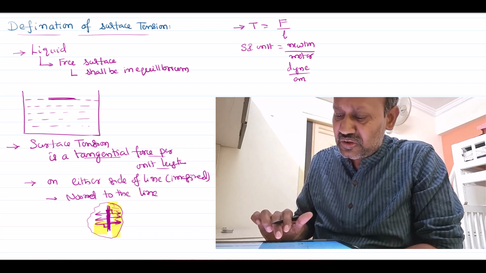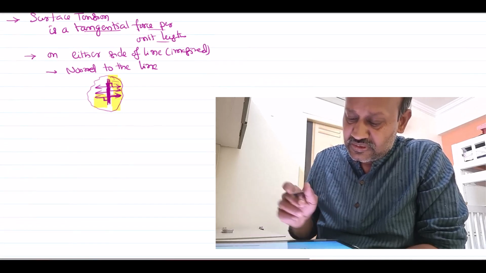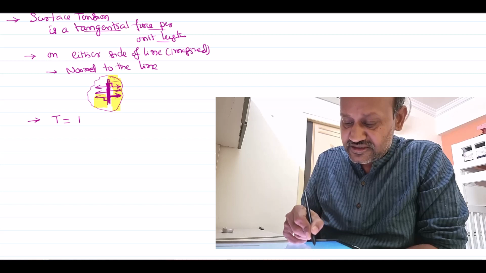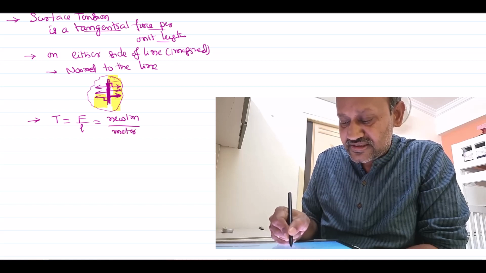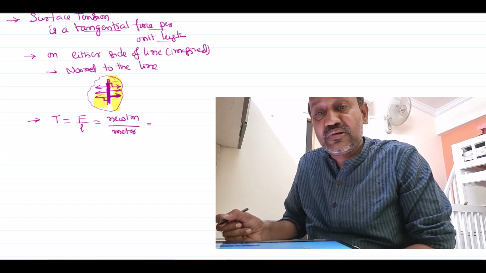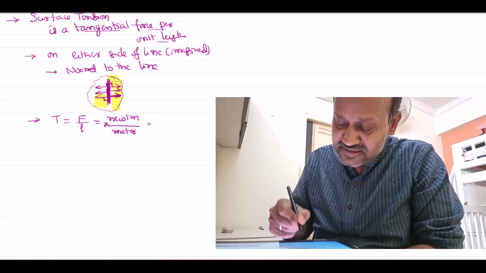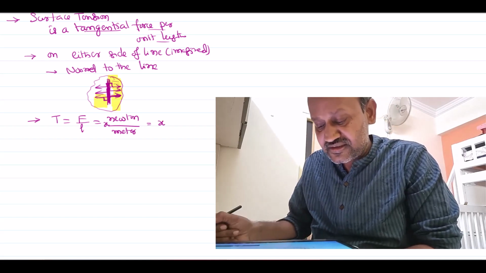I will just scroll up the page to write it, right? So I want to write about a conversion factor. Surface tension is defined as force per unit length. Its unit is Newton per meter in the SI system. But if I want to convert, say its value is some x Newton per meter. Surface tension is x.